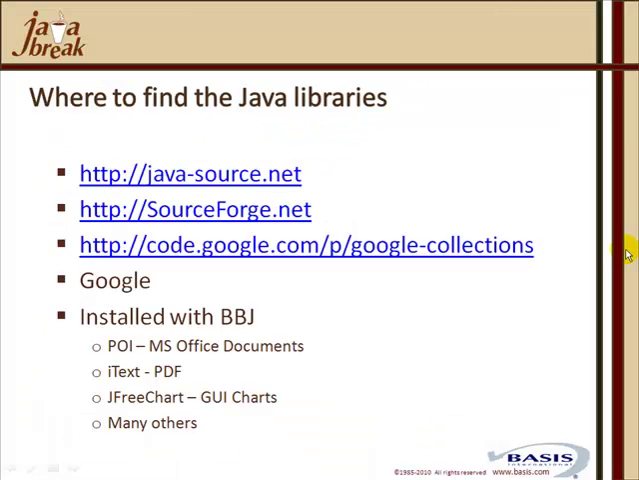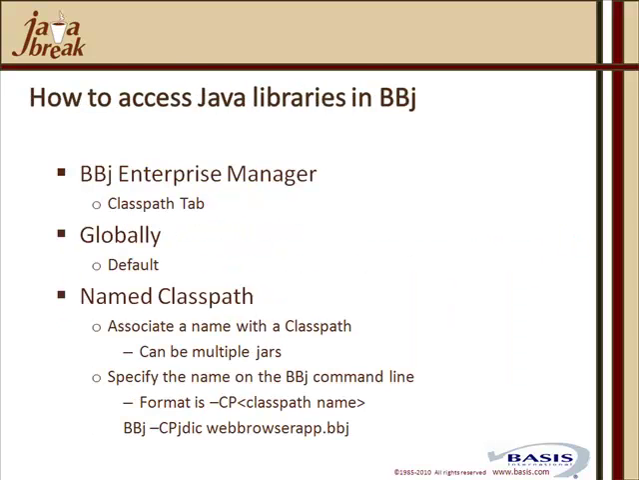Now that we've determined where to find these Java libraries, let's figure out how we access these Java libraries in BBj. This is simply done by running the BBj Enterprise Manager and selecting the Class Path tab. At this point, you must determine if you want this library to be accessed globally, that means any program that's running in BBj services, or you'd like to set up a named class path, which is simply a name that's associated with one or more jars. Then when you run the BBj program, you specify the -cp command line argument to BBj, specifying the class path name. For example, I'm invoking BBj with a -cp class path of JDict, which would include the jdict.jar, and running my web browser app.bbj.